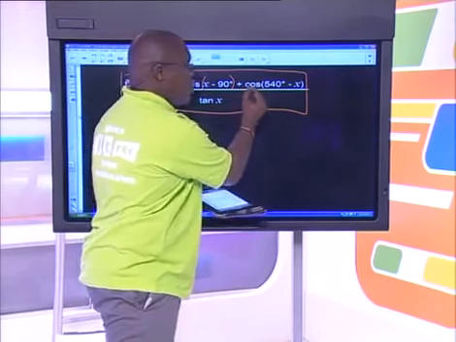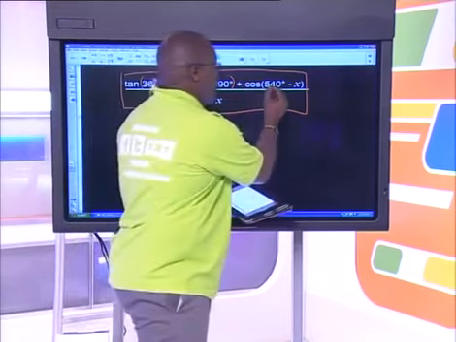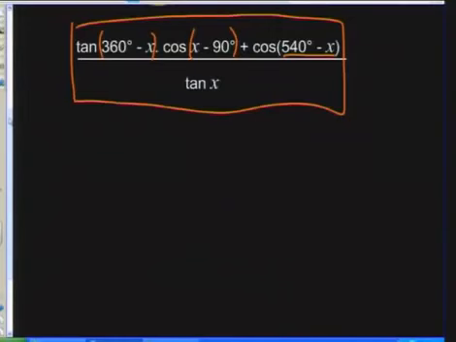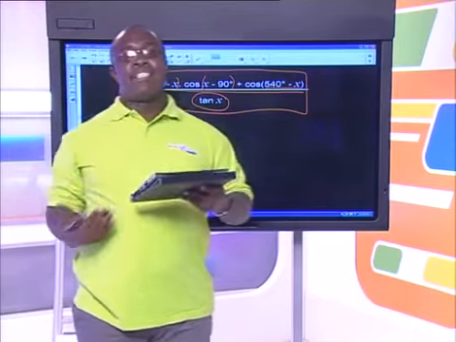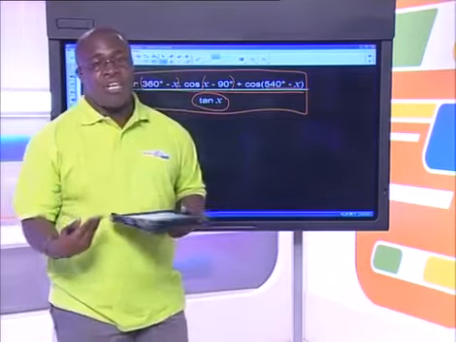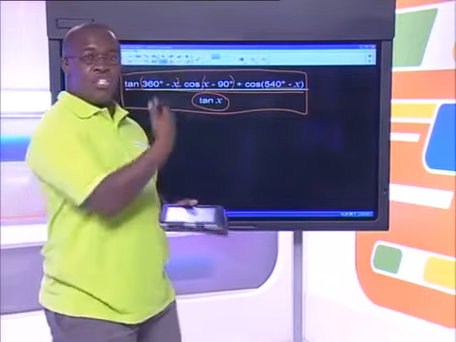Plus the cos of 540 degrees minus x. So that is our numerator, and everything is divided by tan of x. So now, before we start simplifying this, let me just take you back so that at least you have some background information on what information you can actually use.